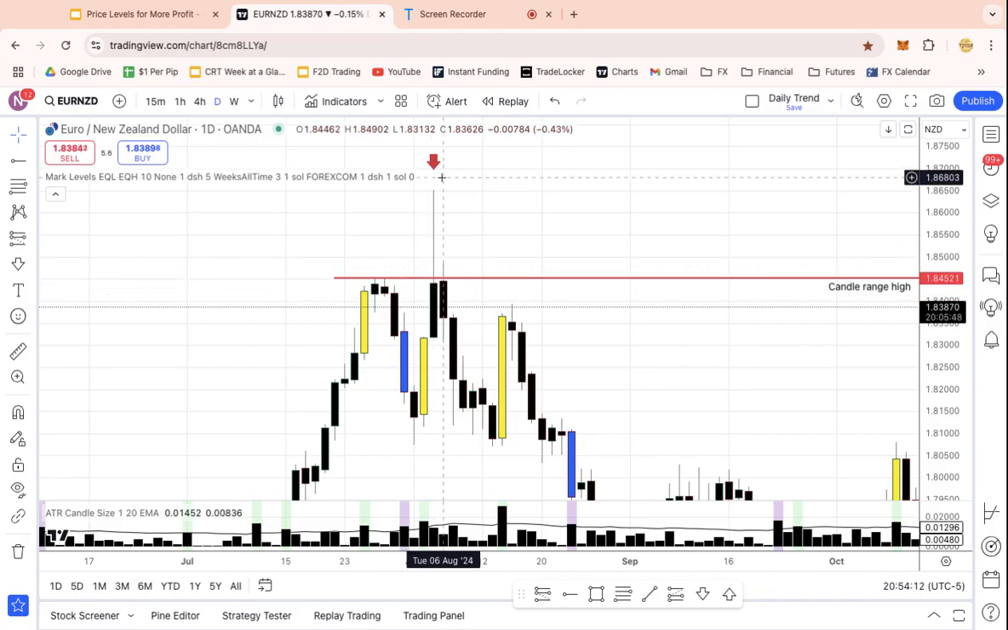This is a whole day, all right? Once this day appears, here's your trading day right here. This is August 5th on Euro New Zealand. This is the daily chart. This is the money candle. This is the trading day. We enter.